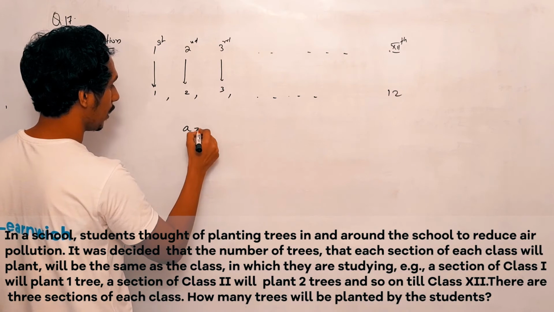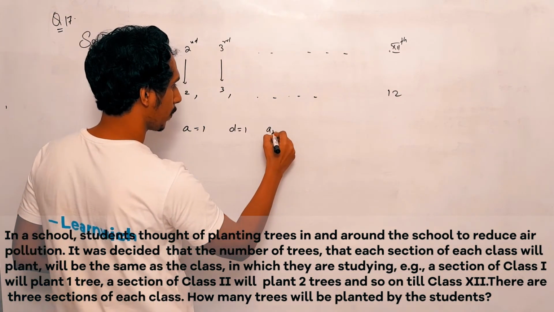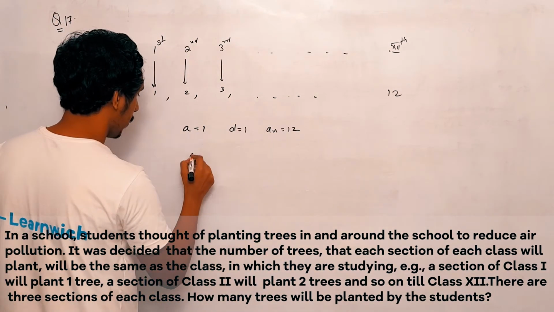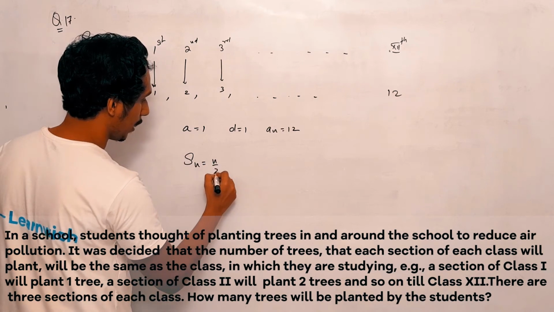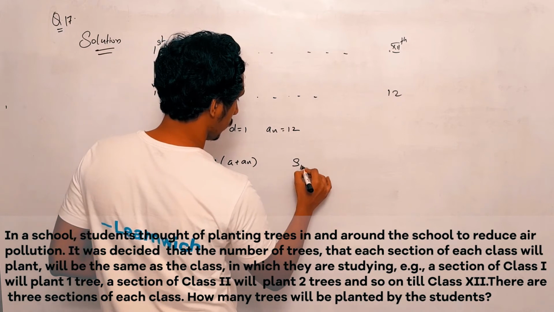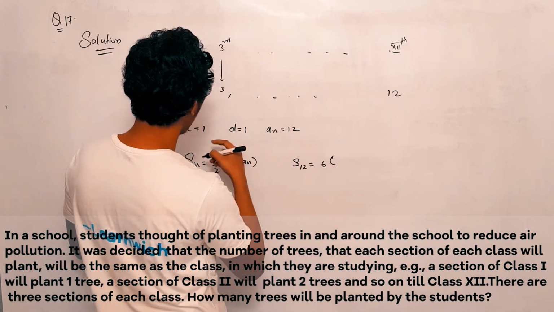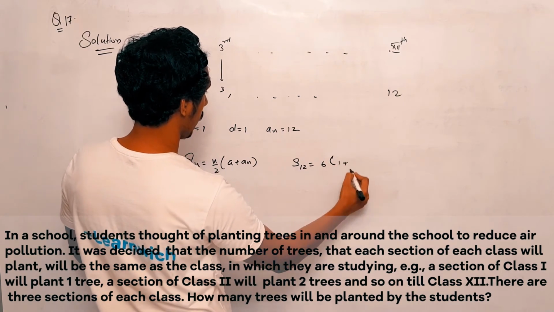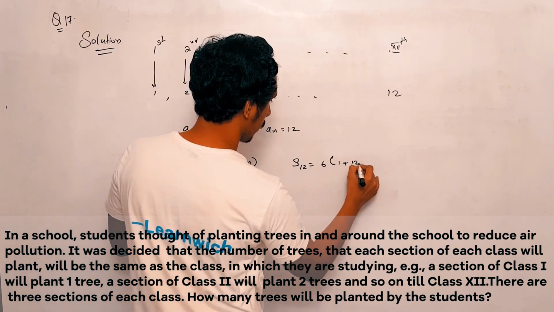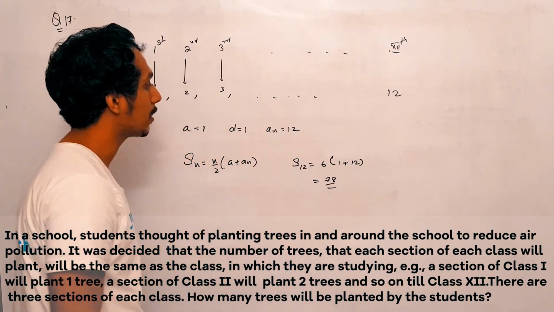So here A equals 1. What is D? D is also 1. What is AN? AN equals 12. So the sum of all trees, Sn, is n by 2 into A plus AN. So S12 is 12 by 2, that is 6, into 1 plus AN. What is AN? 12. So that is 6 into 13, and the answer is 78. Correct? Yes, 6 into 13 is 78.